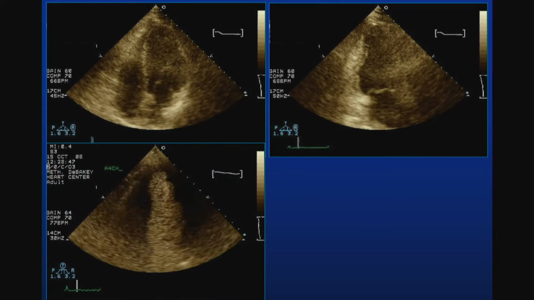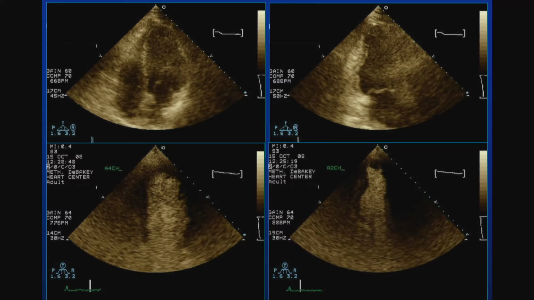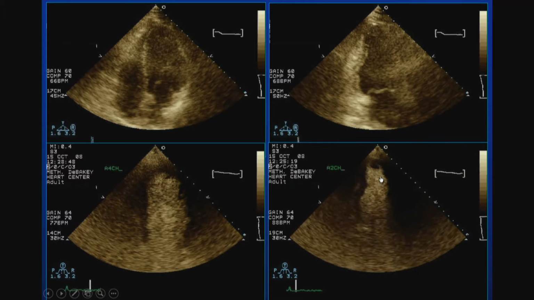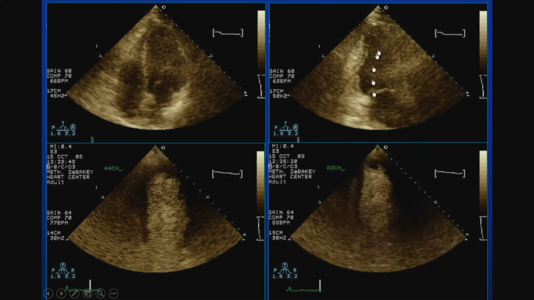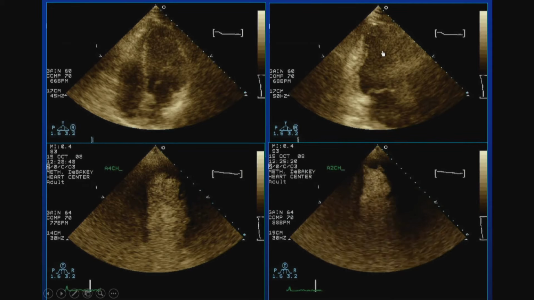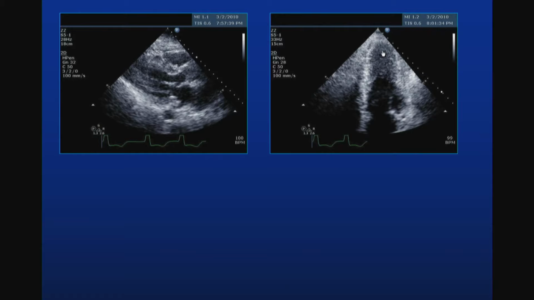And watch what the contrast tells me in this situation, okay? It tells me that there is a wall motion abnormality in the apex, and on top of that, there is an apical thrombus. I really missed this completely without contrast echocardiography. So that's the enhancement of not only the diagnosis, but at times changing the therapeutics, and we'll talk about the changing of therapeutics down the line.